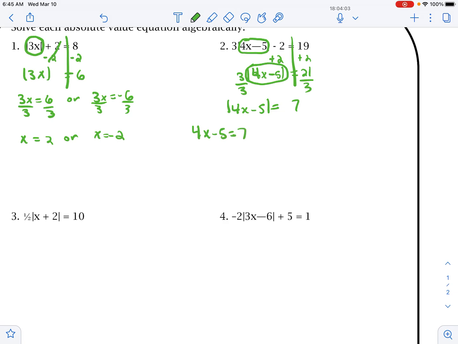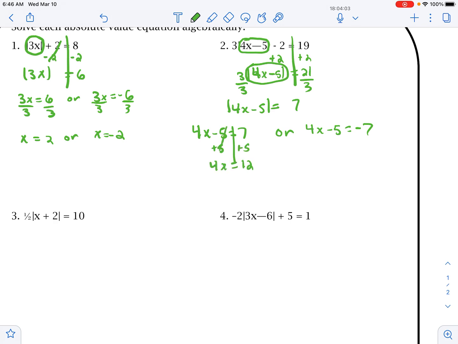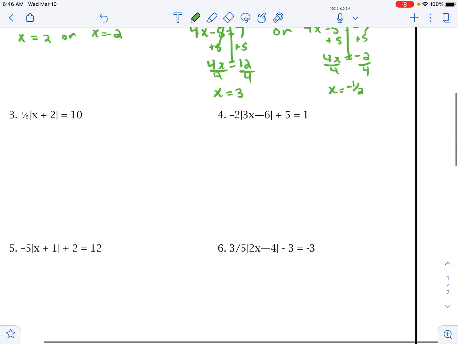So 4x minus 5 equals 7, or negative 7. I could have a distance of 7, or I could go to the left 7. So once I isolate my absolute value, what's on the other side of the absolute value will be positive and negative. Then I solve this equation. So 4x is equal to 12. And then divide by 4, and x is equal to 3. Or I add the 5. 4x is equal to negative 2. I divide by 4, and x equals negative 1/2. So both of those would be a solution.